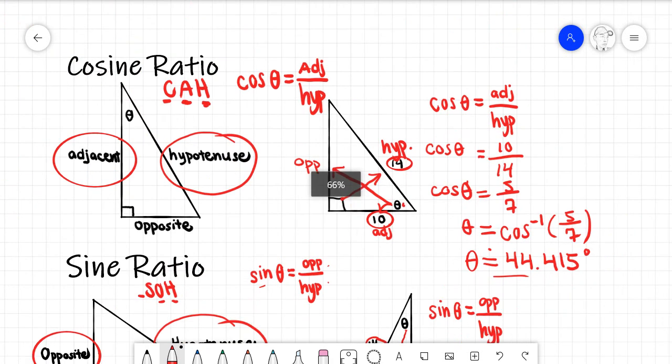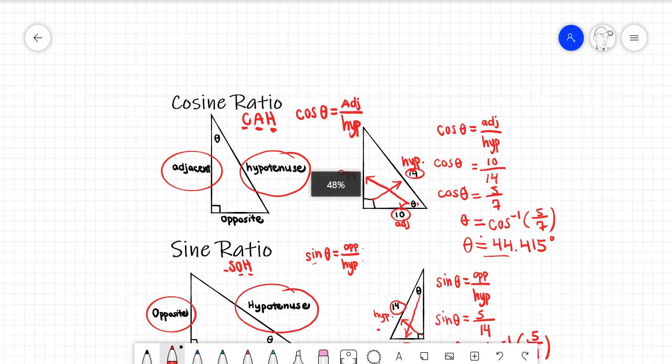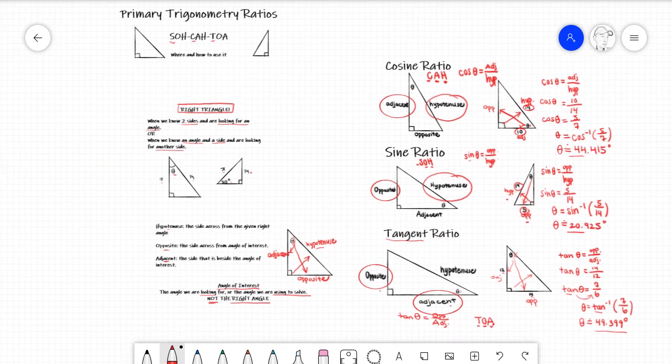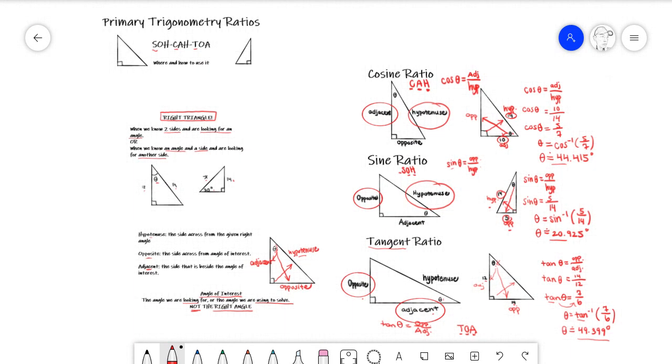Alright, those are your three ratios, and that is the primary trigonometry ratios.